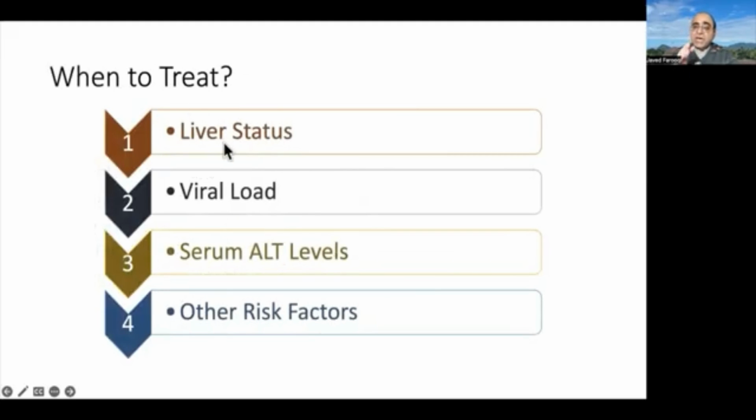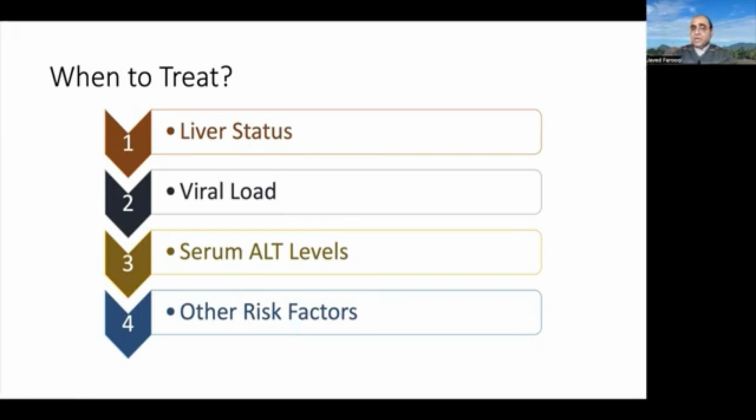When to treat? The answer to this question lies in 4 aspects. To be able to start the patient on treatment, you need information regarding the 4 main parameters. One is the liver status of the patient. Second is the viral load of the patient. Third is the serum ALT levels. And fourth is the other risk factors.